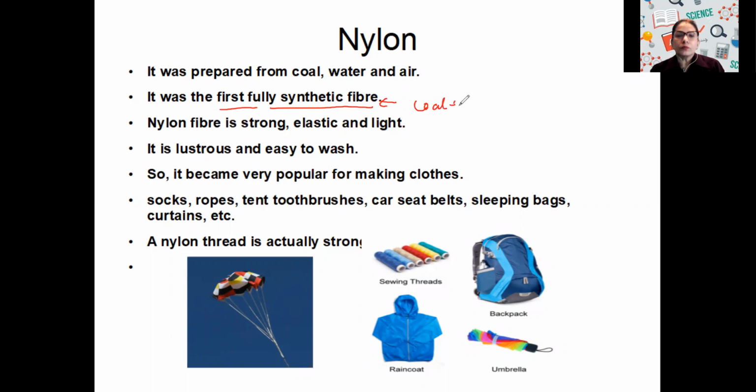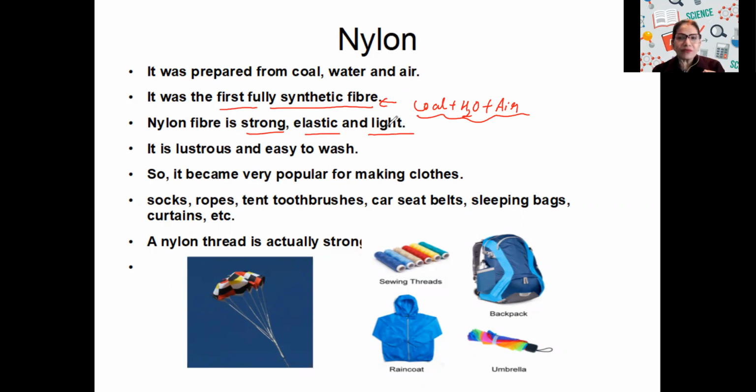Coal plus water plus air. Okay, these were the substances used to make nylon. The nylon fiber, what are the properties? It is strong, it is elastic, and it is light.